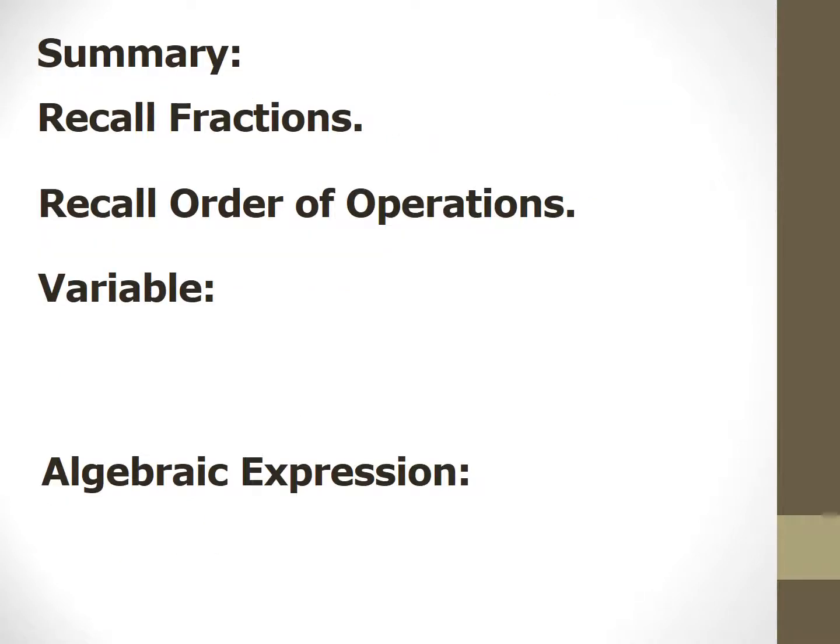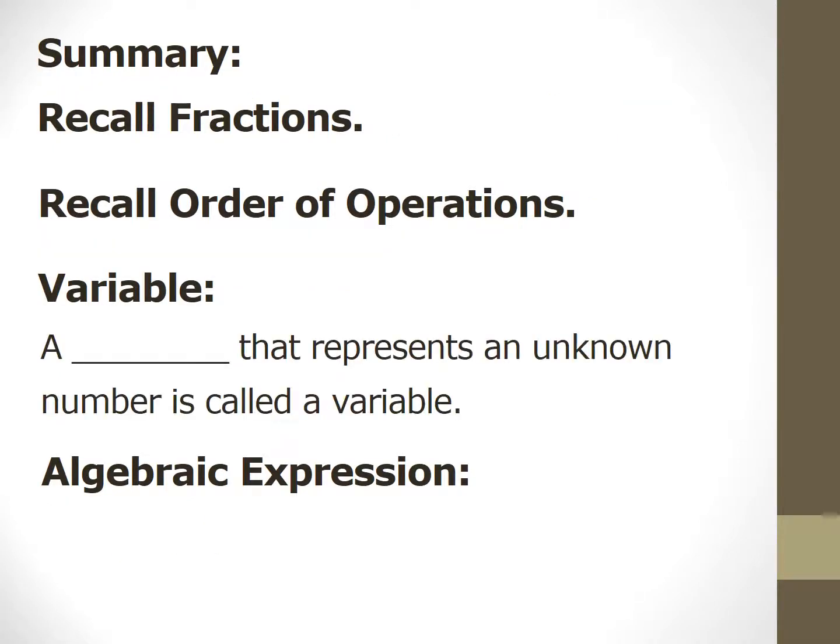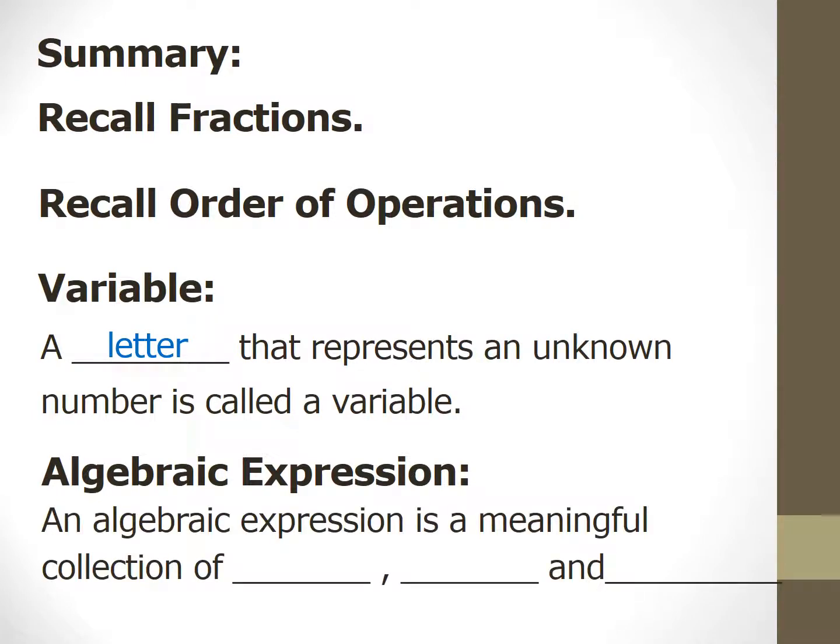So in summary, we recalled our operations with fractions. We recalled our order of operations. Remember, a variable is just a letter that represents an unknown number. It's still a number. It's a placeholder for a number. It's allowing us to either determine what it is or allows us to put a value in there deliberately. That's called a variable. An algebraic expression is a meaningful collection of numbers, variables, and operations. All right, I hope that really helps.